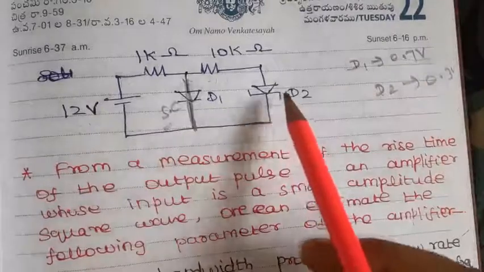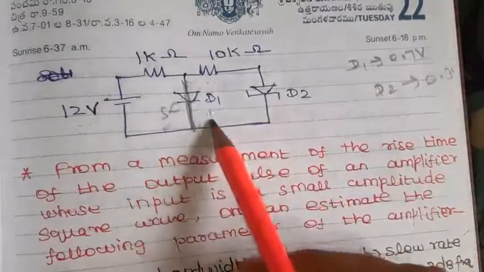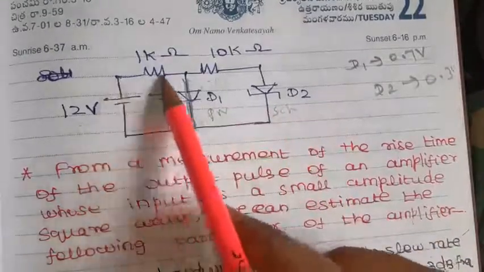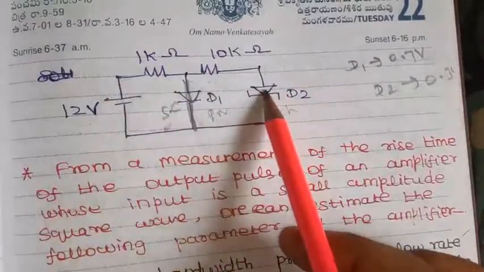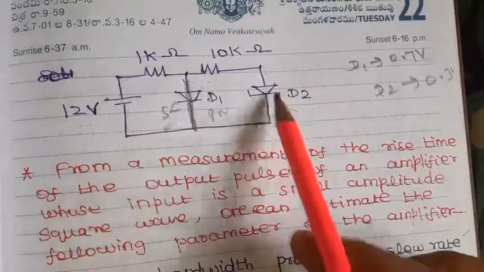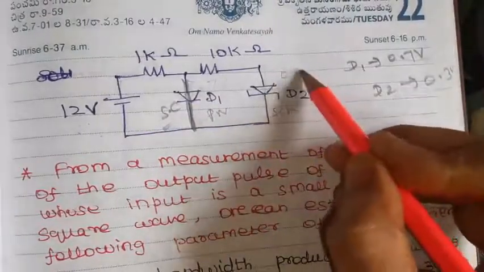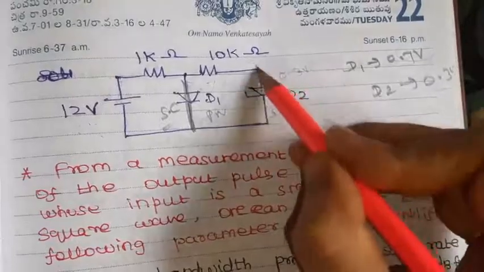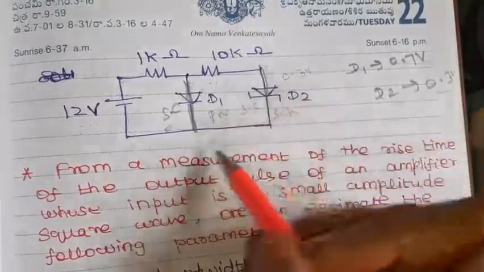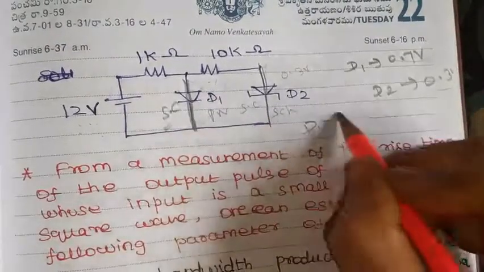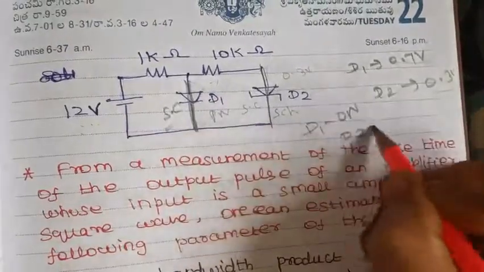Then coming to the Schottky diode: this is a PN junction, and this is the Schottky diode. Here also the positive terminal is connected to the positive terminal of the diode and the negative terminal to the negative terminal. The cutoff voltage is 0.3 volts, so this also acts as a short circuit. Short circuit means on switch. So D1 is on, and D2 is also on.